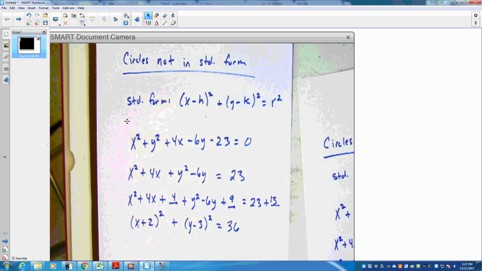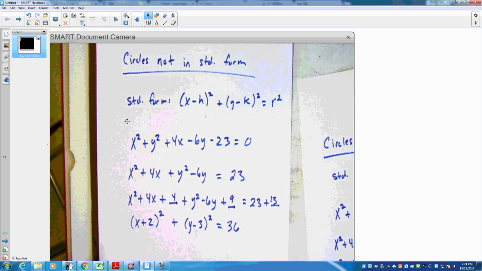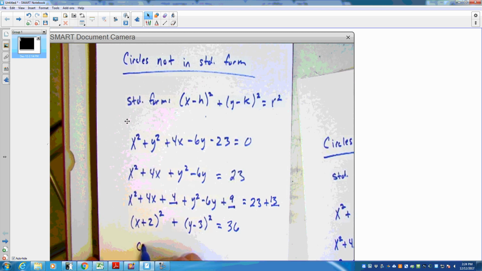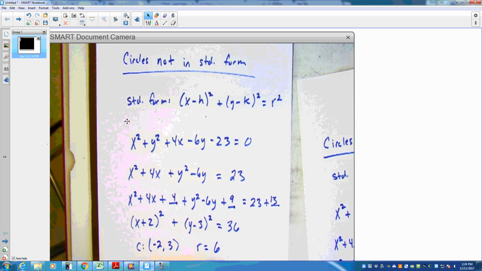Okay? Now, from here, so you couldn't tell me here, but now you can tell me what the center and the radius is, right? What's the center? -2, 3. Okay? And then the radius would be 6. Okay? And then we could graph it from that information.